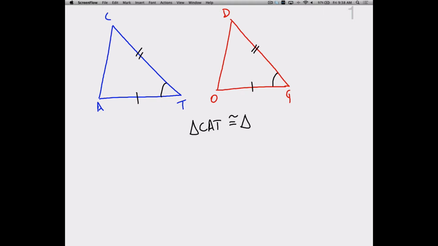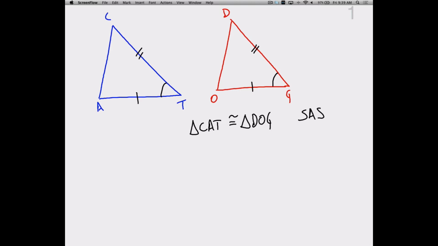It's DOG. You had it right. I was just checking to make sure. The T corresponds to the C, they all correspond to the A. Why? Because of SAS. SAS, correct. Okay, you with me?